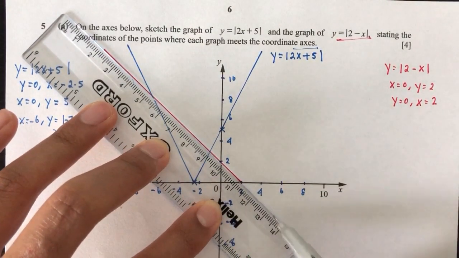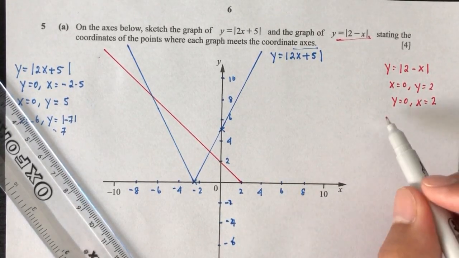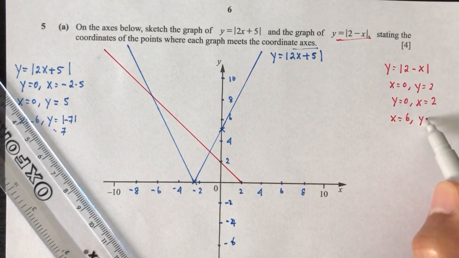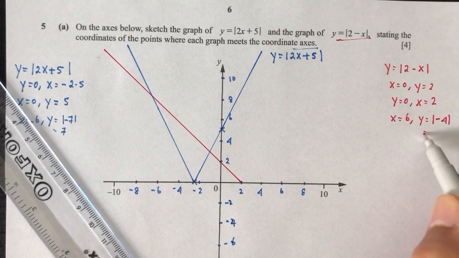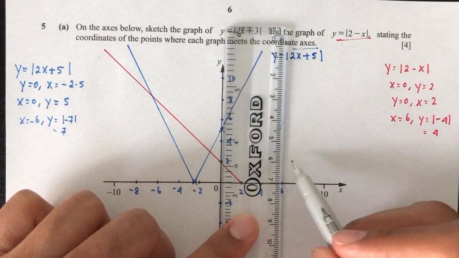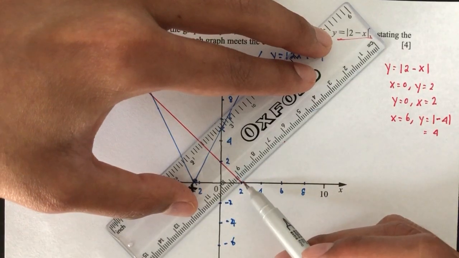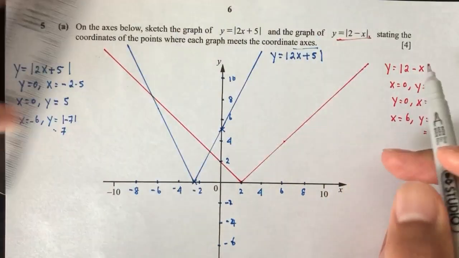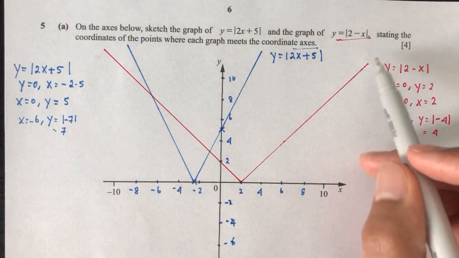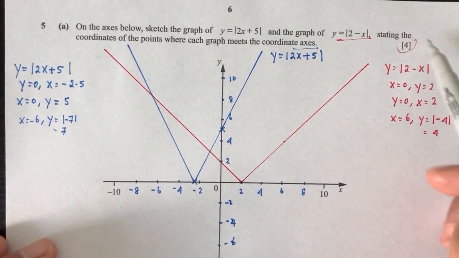And then you see that it does go down, but of course for a modulus curve it cannot be going down. So let's find something here. Let's say if x equals 6, y will be minus 4, which is 4. So (6, 4) will be on this point here. So this will be on this. So this is your graph for y equals 2 minus x modulus, the red one, and the blue one. That will be enough for your 4 marks.